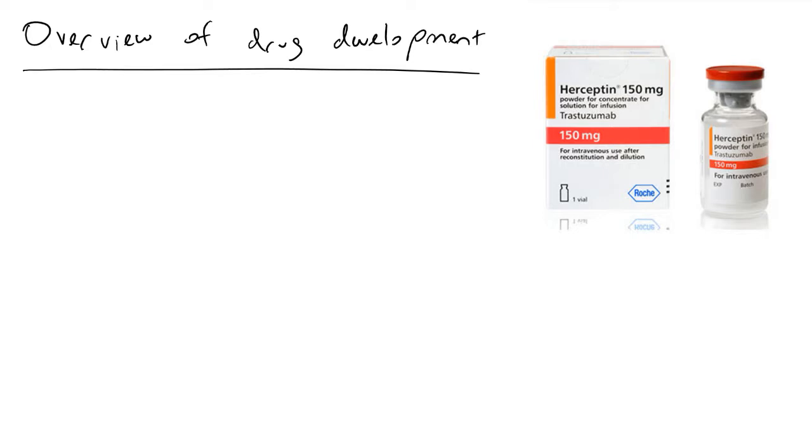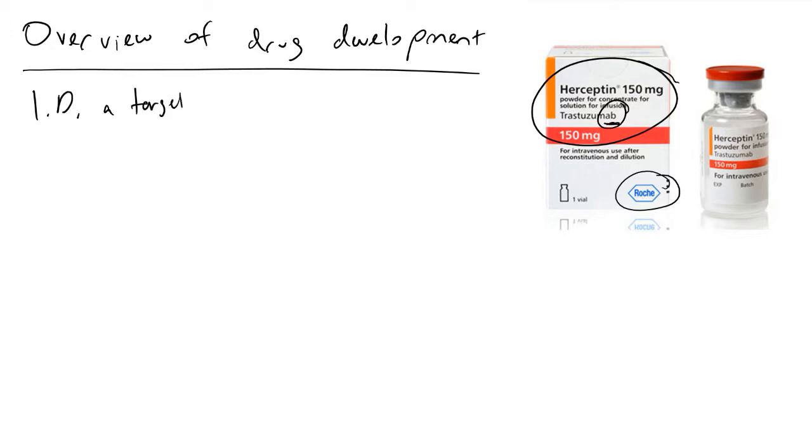I'm going to be talking about a generic story behind Herceptin. Herceptin has a generic name of trastuzumab, and the key thing to make note of here is these last two letters, which tells us that this is an antibody. And the way that pharmaceutical firms like Roche end up making these types of drugs starts with identifying a target. So we're going to ID a target protein.